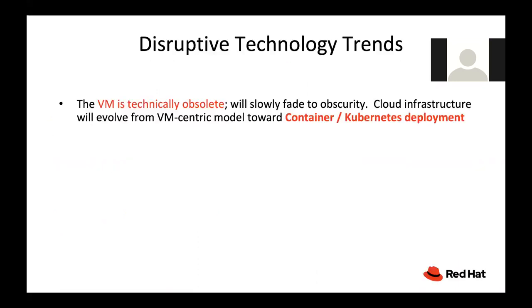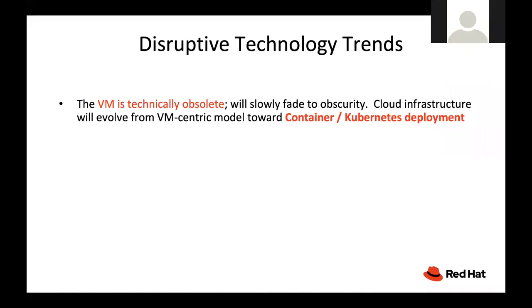Now, let's talk about what's happening today in the technology and in the IT industry in general, and what are the latest disruptive trends that we see. The first is that we hear more and more that the virtual machine is becoming technically obsolete, and it's slowly fading into obscurity, which means that virtualization as a technology has served its purpose. It was an excellent technology that took us from physical servers into virtualized infrastructure, our ability to virtualize compute, storage, and network.